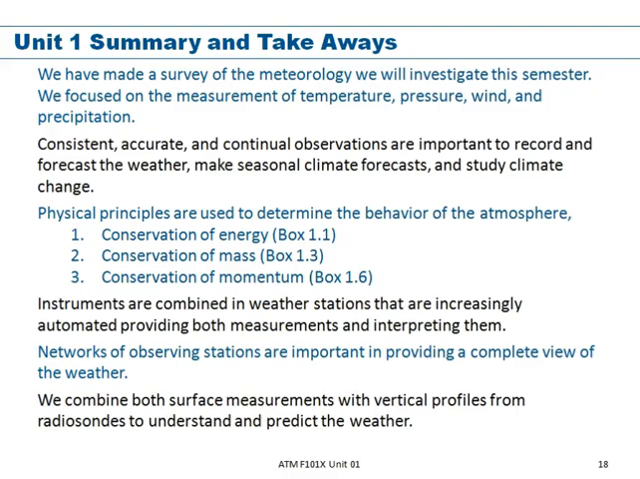First, consistent, accurate, and continual observations are important to record and forecast the weather, make seasonal climate forecasts, and study climate change. Second, physical principles are used to determine the behavior of the atmosphere. These include conservation of energy, see box 1.1 in the textbook, conservation of mass, see box 1.3 in the textbook, and conservation of momentum, see box 1.6 in the textbook. Third, instruments are combined in weather stations that are increasingly automated, providing both measurements and interpretation of measurements in real time.